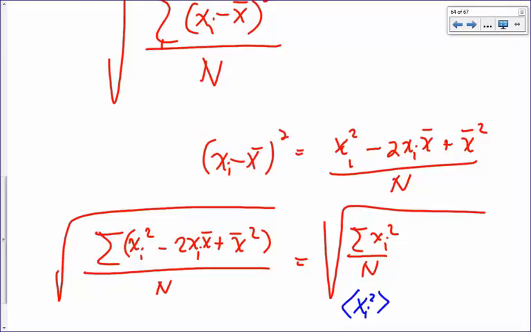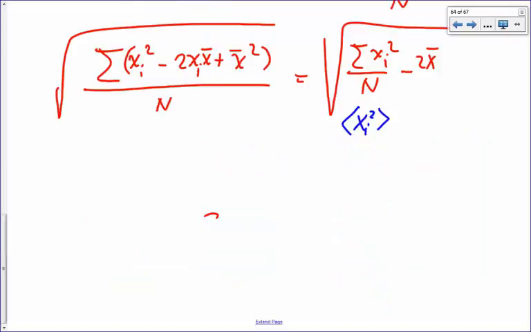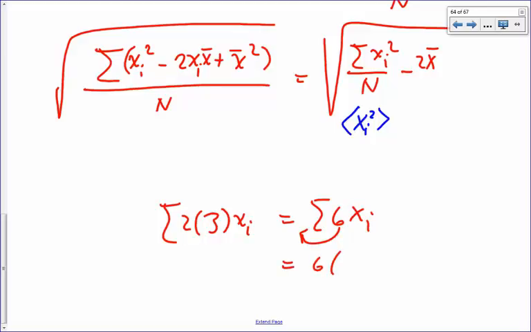This second expression right here, minus 2 times x bar. x bar is just a constant, right? I can pull it out of my summation. For example, let's say my x bar was 3. Then 2 times 3 times x_i is just 6 x_i, and I can pull the 6 out of my summation because this is just 6 times x1 plus 6 times x2 plus 6 times x3. So that's just 6 times the summation of x_i.